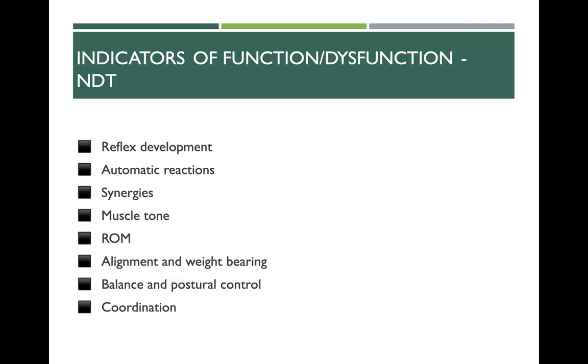With range of motion, we're looking at full passive range of motion that indicates function. We're looking for contractures or deformities indicating dysfunction. We're looking at alignment and weight bearing. So think of alignment as the function indicated by symmetry on both sides of the body. We're looking at balance and postural control. So balance, we're looking at dysfunction indicated by the inability to maintain postural support against gravity, or by using compensatory postural controls. And we're also looking at coordination. So we're looking at function that is indicated by the ability to perform smooth and accurate movements.